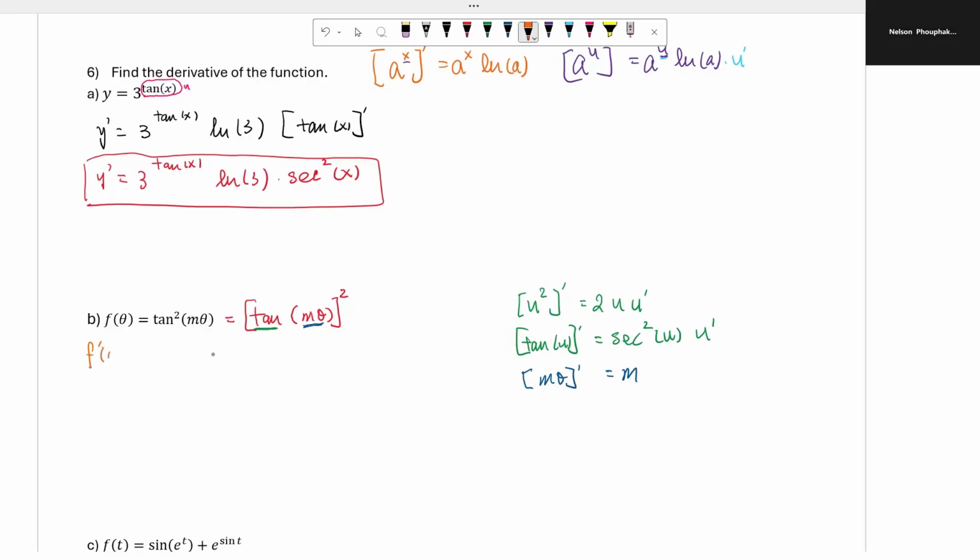First of all, I would like to take care of the u square. That means I will have 2 times u, where u is the inner function, which is tangent of m theta. And we would like to take the derivative of tangent of m theta. Now we can just write this down. So I have 2 tangent of m theta. And I would like to take the derivative of this, again, tangent of m theta.